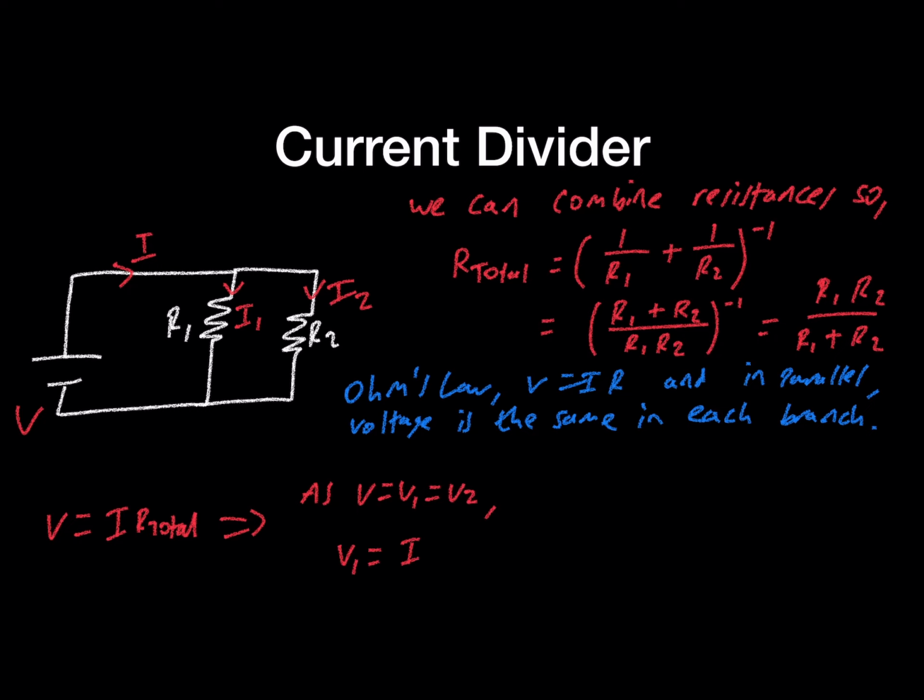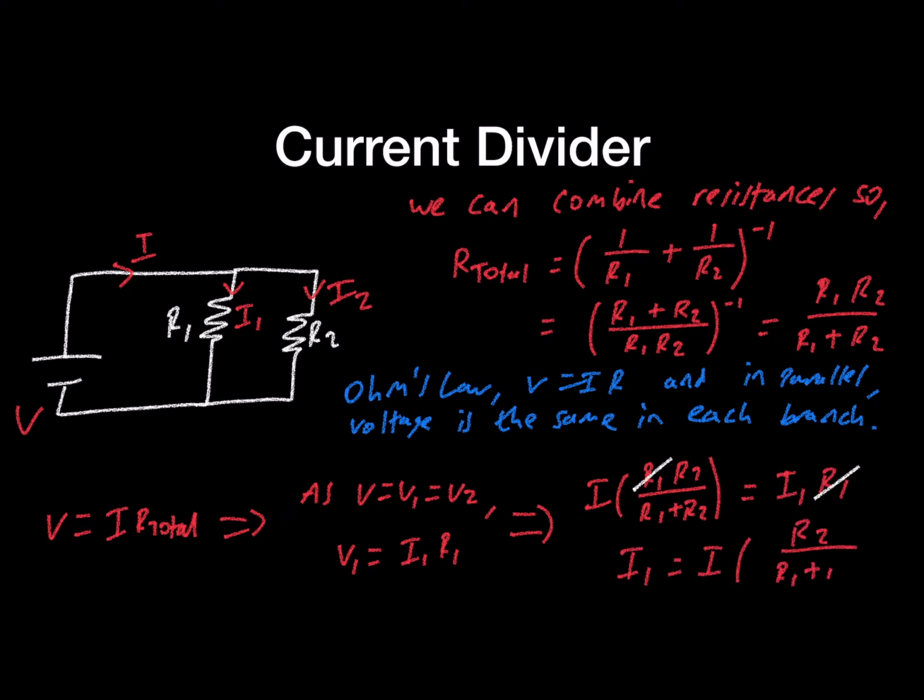As in parallel circuits, the voltage is the same in each branch, so for the whole circuit, V is equal to I times R total. Using equivalent voltages, V equals V1, which also equals V2. So if we want current I1, we can substitute I1 times R1 into the expression and rearrange. The rule here is that the current in one of the branches is determined by the resistor in the other branch.